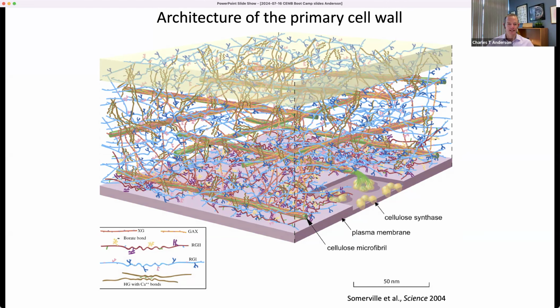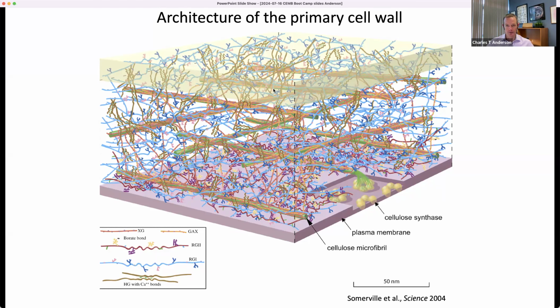So I like to think of the plant cell wall as a giant bowl of a bunch of different types of pasta, like linguine and fettuccine and spaghetti and maybe angel hair pasta, all mixed together, right? And all interacting in very interesting ways.